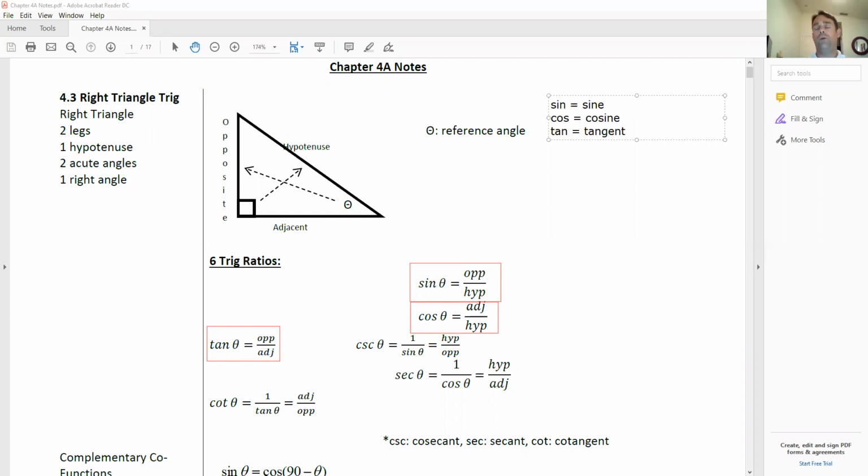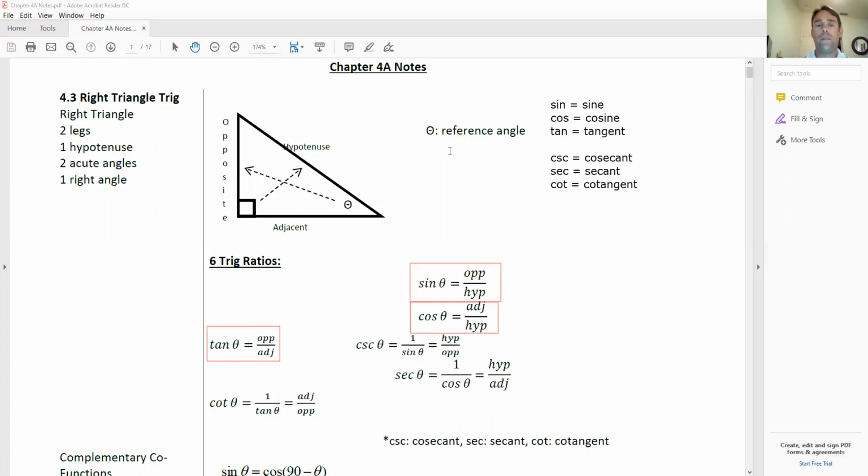These are the three trig functions that are on your calculator, and we've dealt with them before. But we're going to add a few others. We're going to have CSC, which means cosecant. We're going to have SEC, which stands for secant. And we're going to have COT, which stands for cotangent.